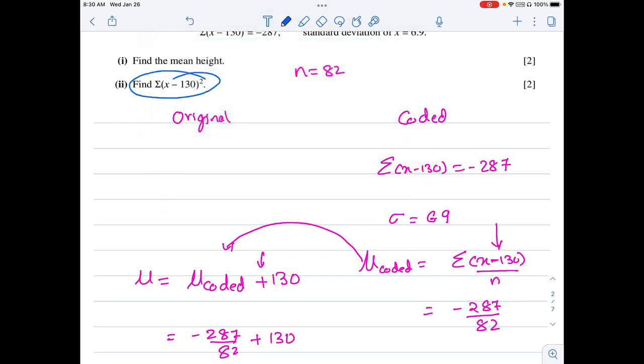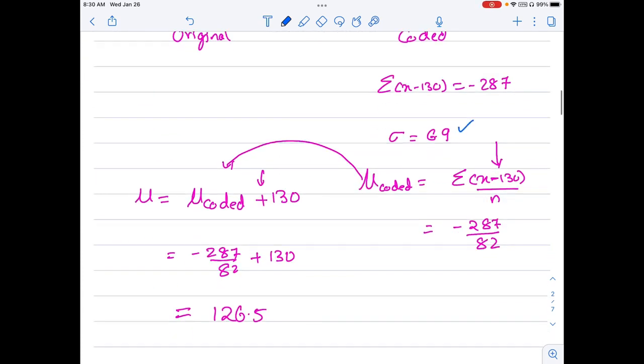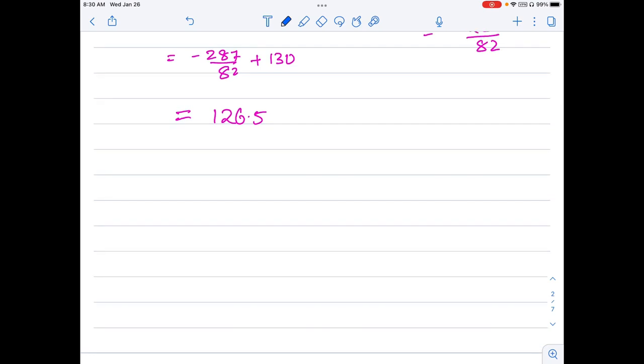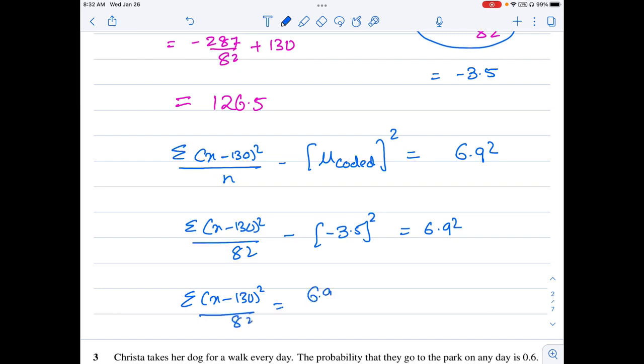He is asking sigma x minus 130 whole square. For that, how much standard deviation has been given? 6.9. The standard deviation formula is sigma x minus 130 whole square upon n, minus coded mean whole square, is equal to 6.9 square. So sigma x minus 130 whole square has to be found out upon 82, minus coded mean, which was minus 3.5, whole square, is equal to 6.9 square. From there, sigma x minus 130 whole square upon 82 is equal to 6.9 square plus minus 3.5 square.